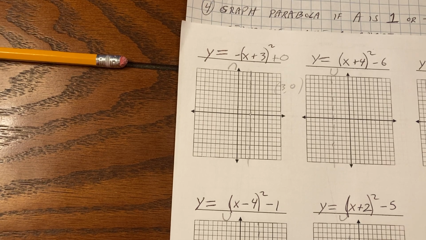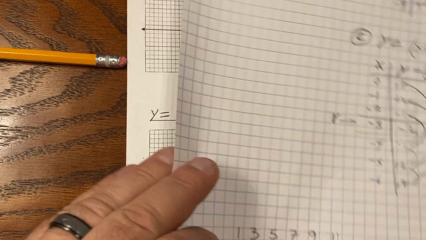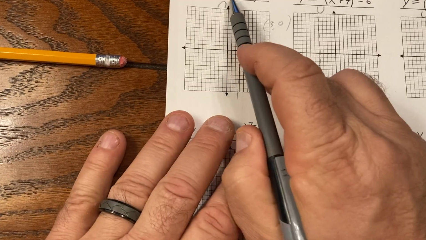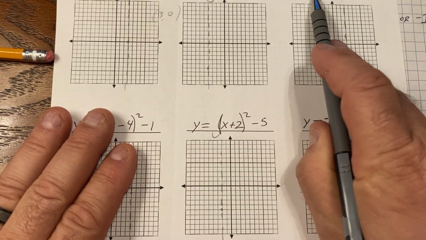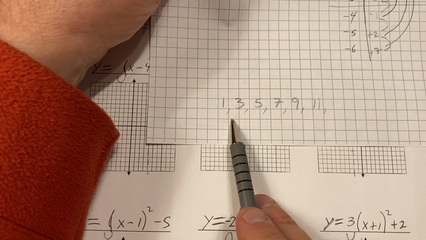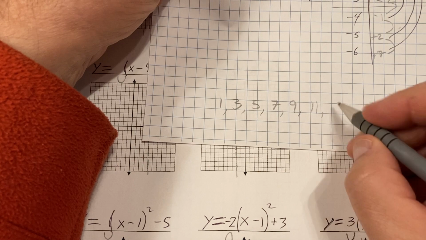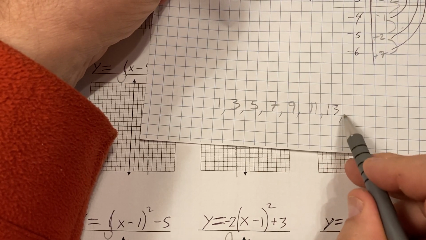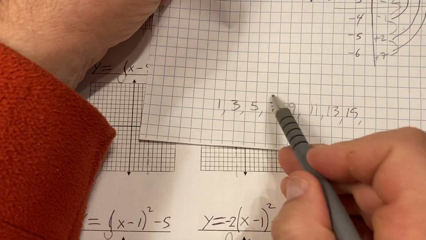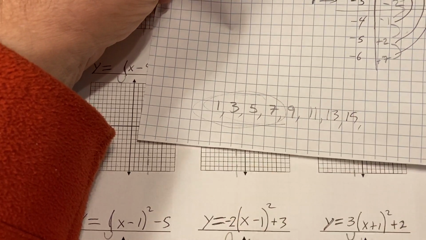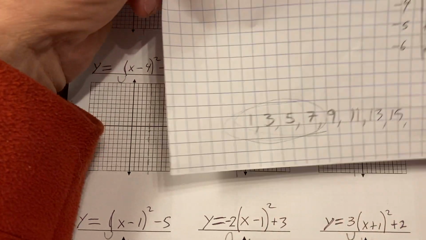Let me just show you some numbers here for axis of symmetry. As long as this value is a 1 or -1, just remember these numbers. 1, 3, 5, 7, 9, 11. What's the next number in that pattern? 13. And the next? 15, and so on and so on. We're going to use these a whole bunch. This is just odd numbers: 1, 3, 5, 7, 9, 11.